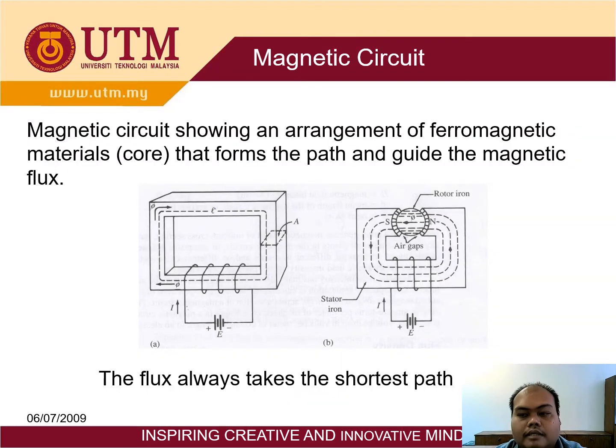Here I show you one example of a simple magnetic circuit. As you can see, there is a core material, and E is the voltage source supplying the current to the winding of the core. The box is the core, and the winding is wrapped around the core.